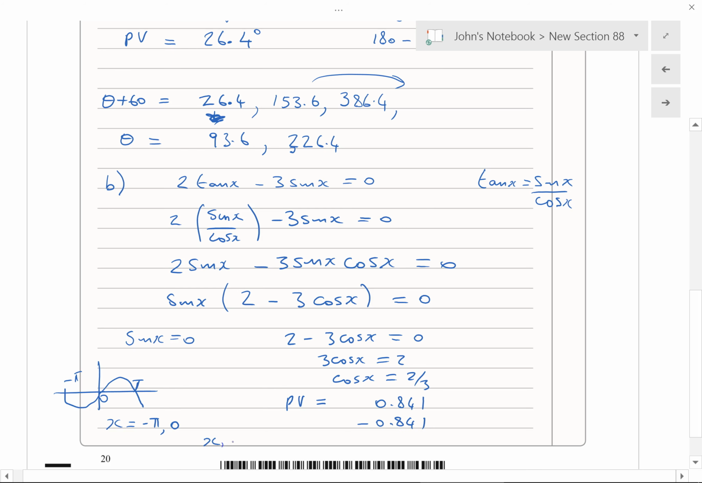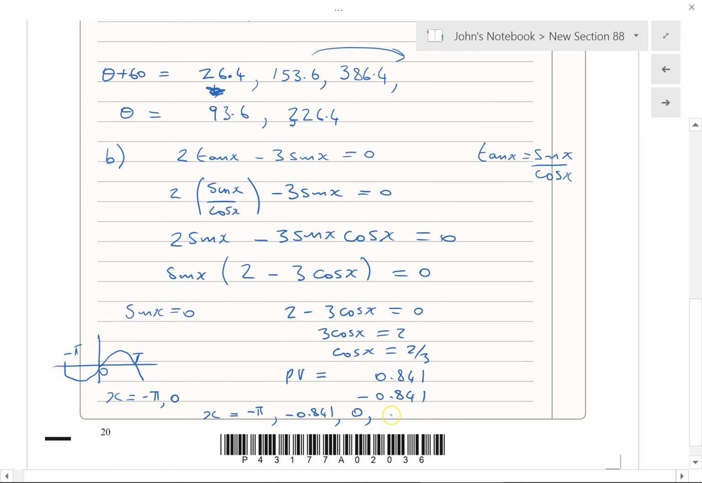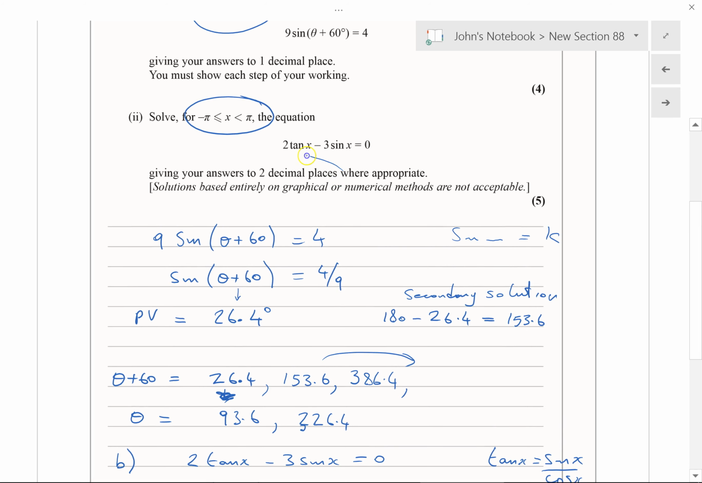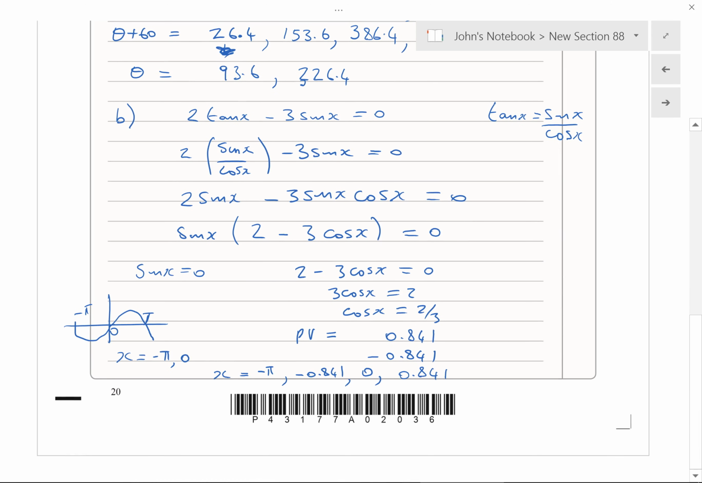So let's write them all out. We've got minus pi, minus 0.841, 0 and 0.841. Not 8.41, 0.841. And those are our four solutions, given to two decimal places where appropriate. I think it's fine to leave it as pi. You might be slightly bothered if they didn't.